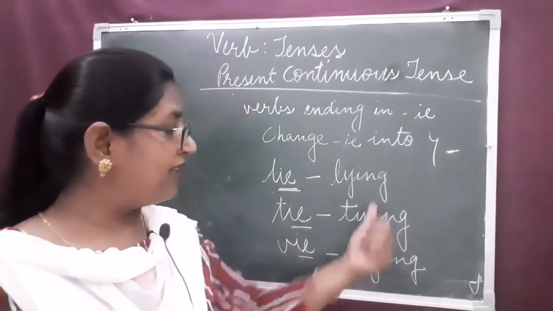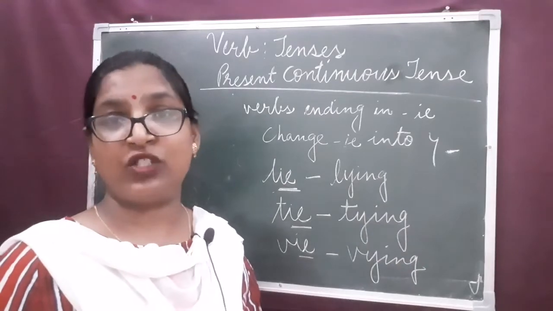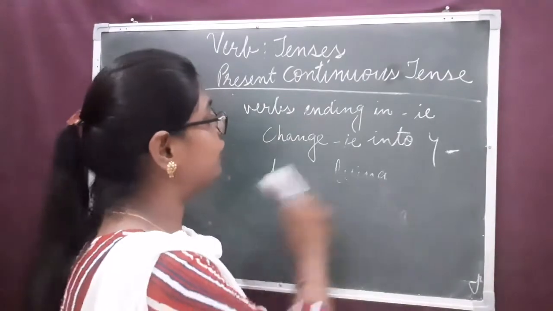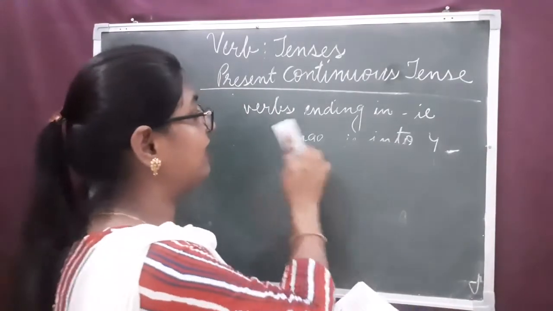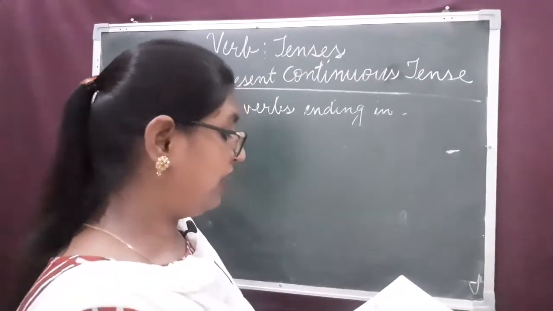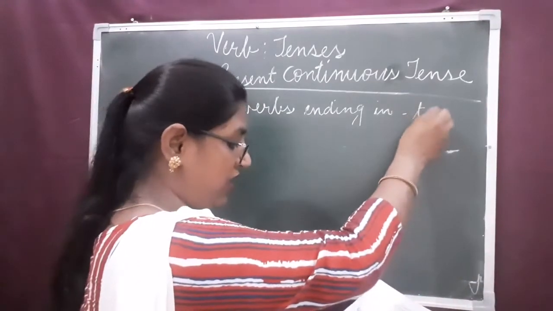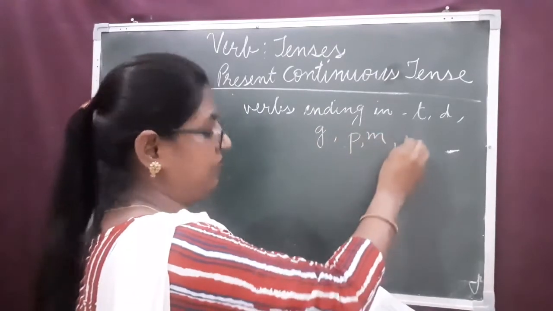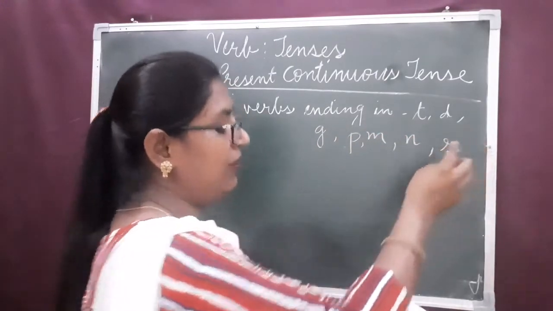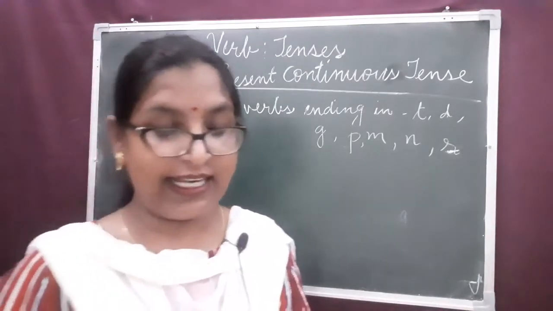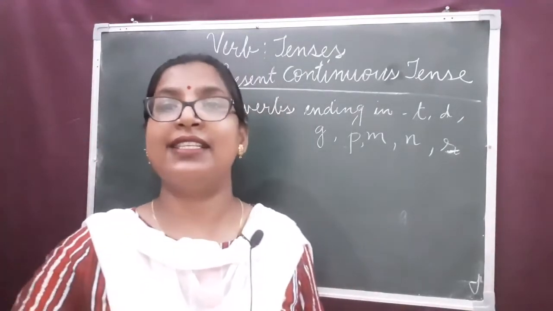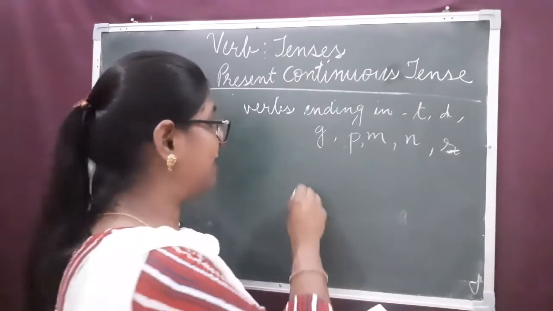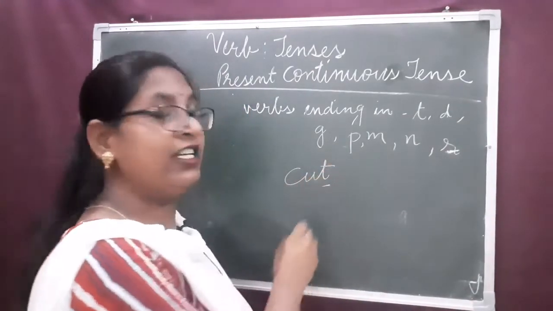So, all these are the present continuous forms. Now, the third one is some verbs ending in T, D, G, P, M, N, R, etc. What we do? The last letter is repeated. The last letter is doubled. Let's see with examples. CUT, cut, ending with T.